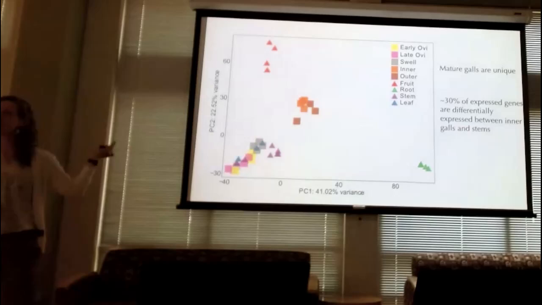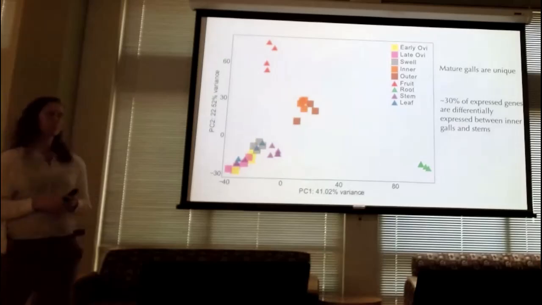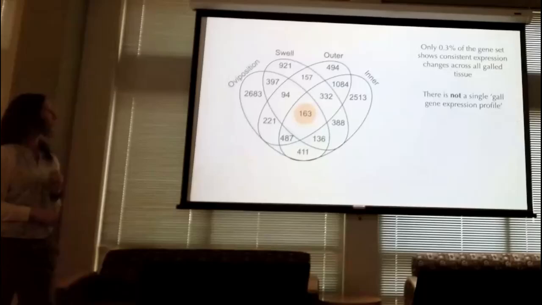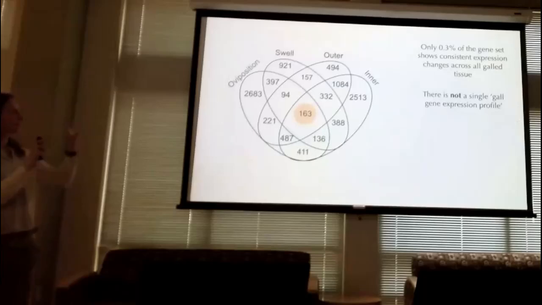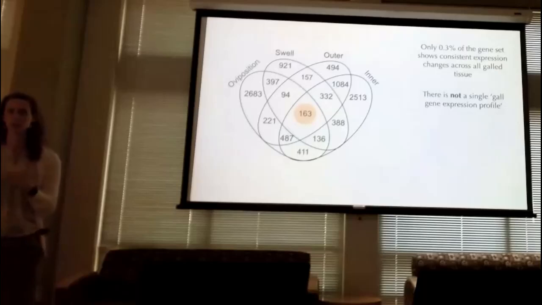About 30% of the genome is differentially expressed between that inner tissue and the tissue that was derived from the stem. So we can really see that this is a parasite-specific gall. If we look at this in a slightly different way, this is the number of significantly differentially expressed genes from a gall plant to their matched controls.